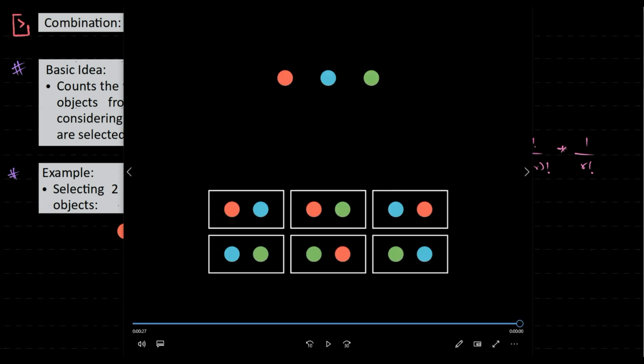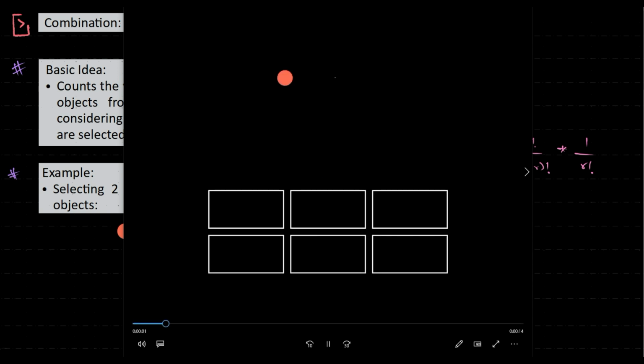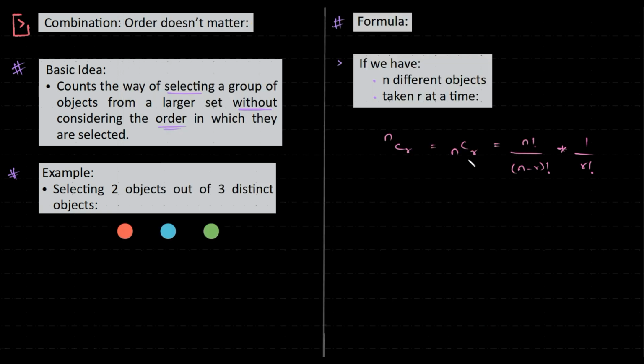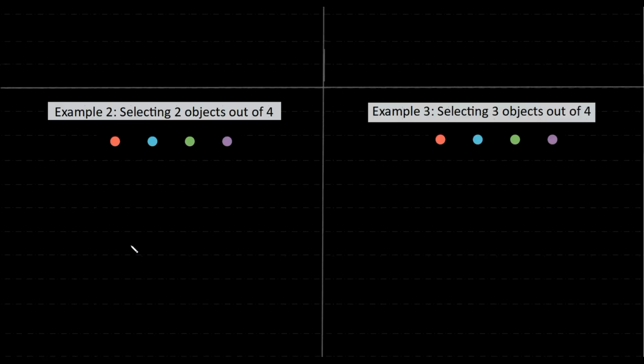For example, here we had 6 outcomes, right? But in combination we saw that the outcomes were only 3 because we divided by 2 factorial, that is 2. So 6 divided by 2 is 3. Don't worry, we will do a few examples, then you will understand.